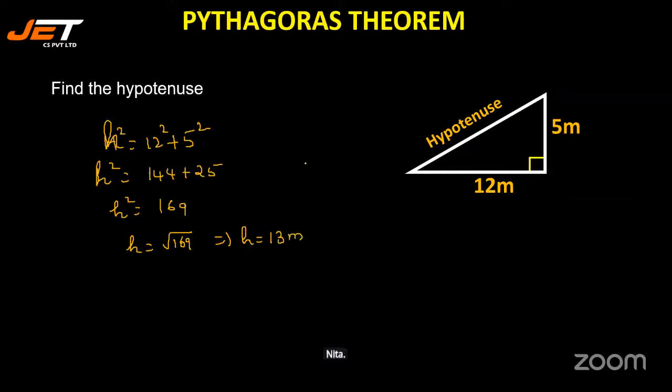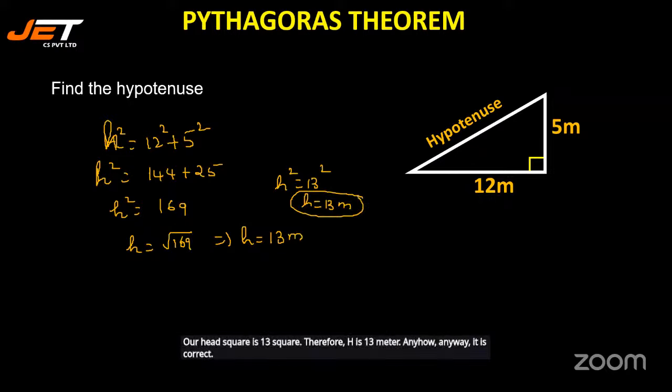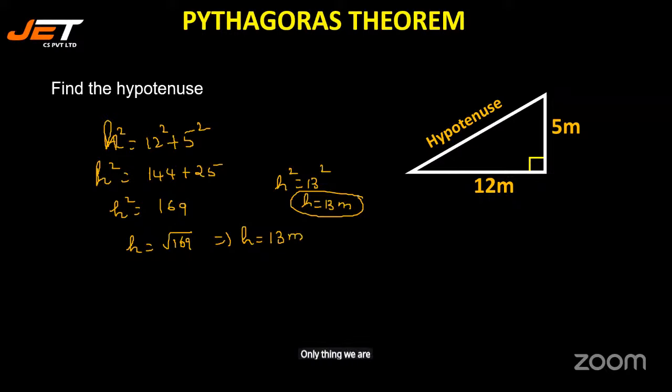Okay, so you can either do this, or say h square is 13 square. Therefore, h is 13 meter. Anyway, it is correct. The only thing is we are going to assume that the height cannot be negative. So, when any number comes out from the square root, it is going to be only positive. All right.